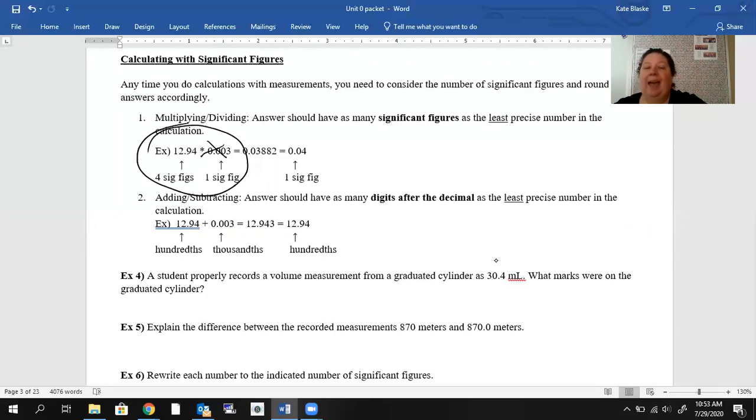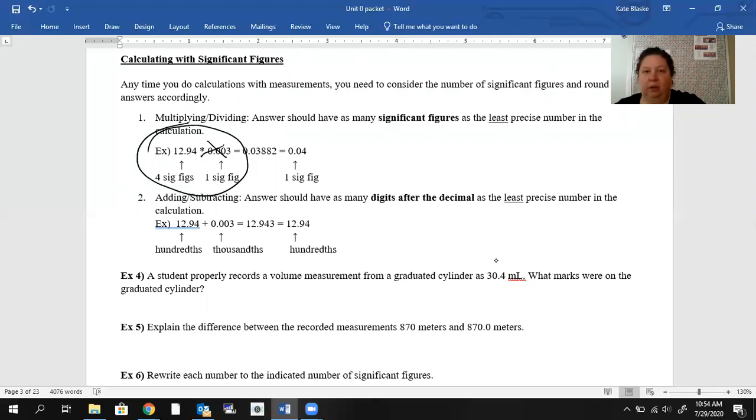Right? If you are adding and subtracting, you only look after the decimal. This is not based on sig figs. This is based on positions past the decimal. So in this case, we've got a number that's measured to the hundredths and a number that's measured to the thousandths, and we are adding them together. So again, we go ahead and add them together. We do not round yet.